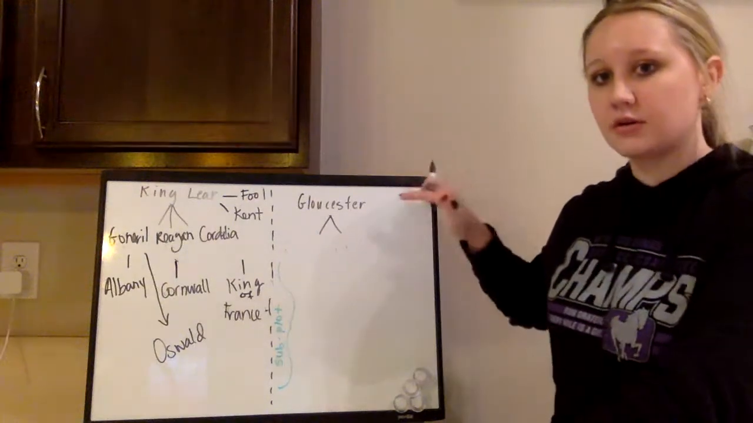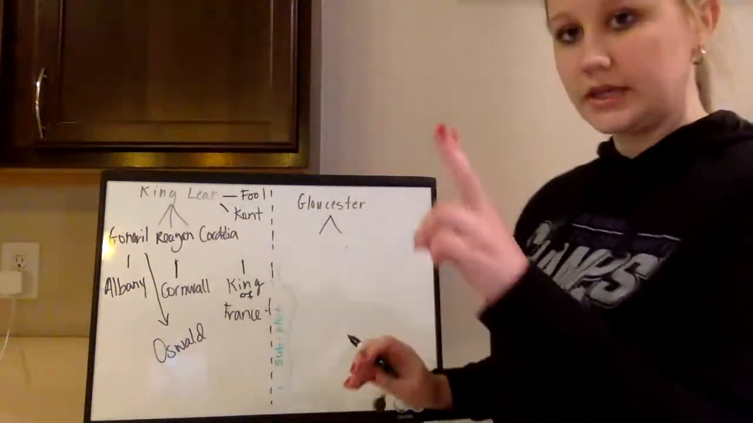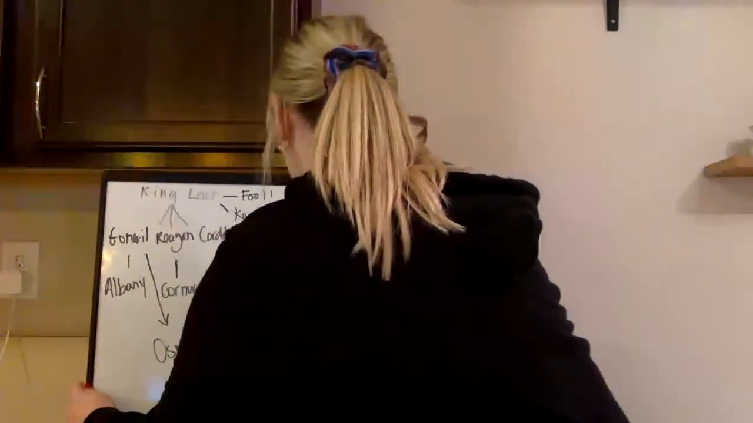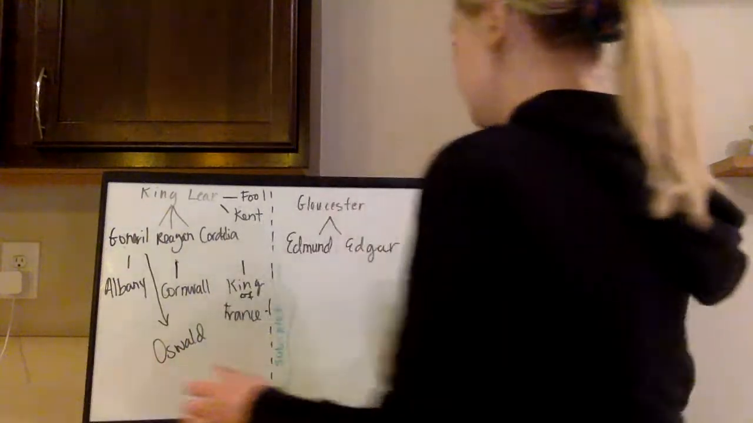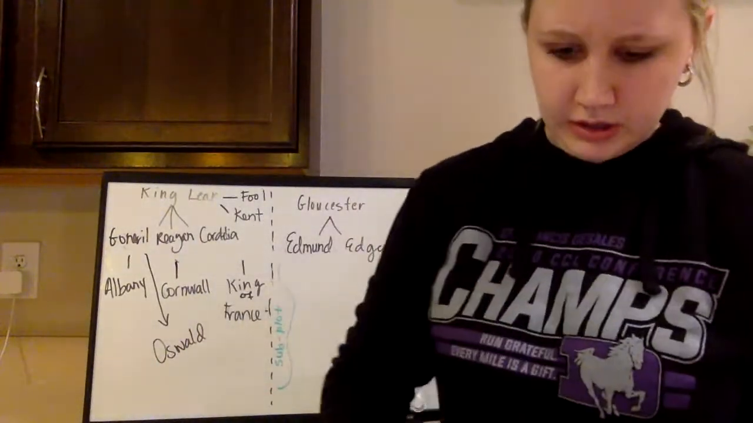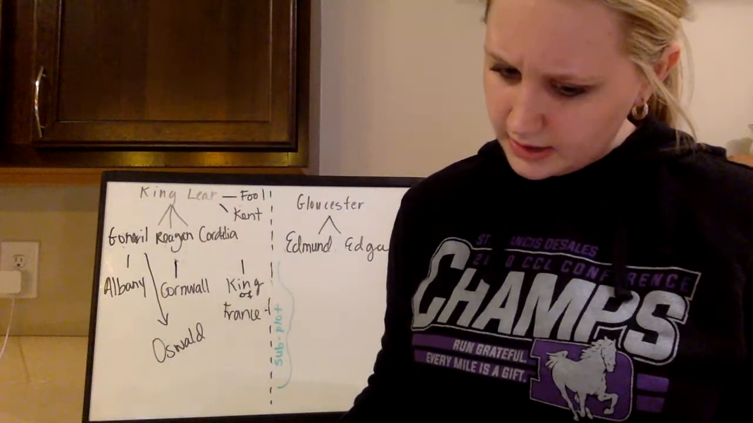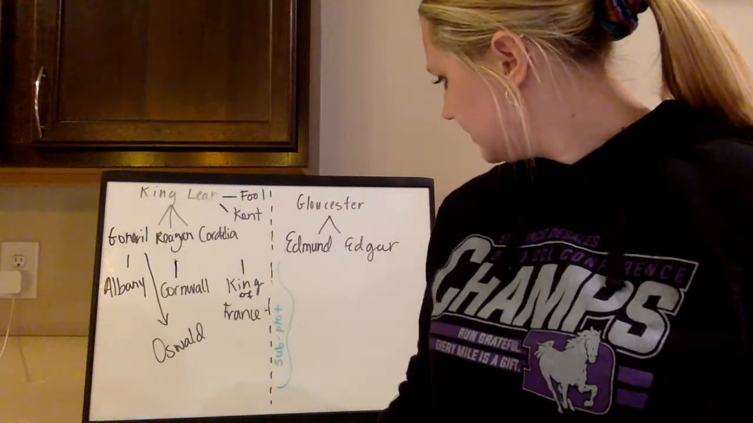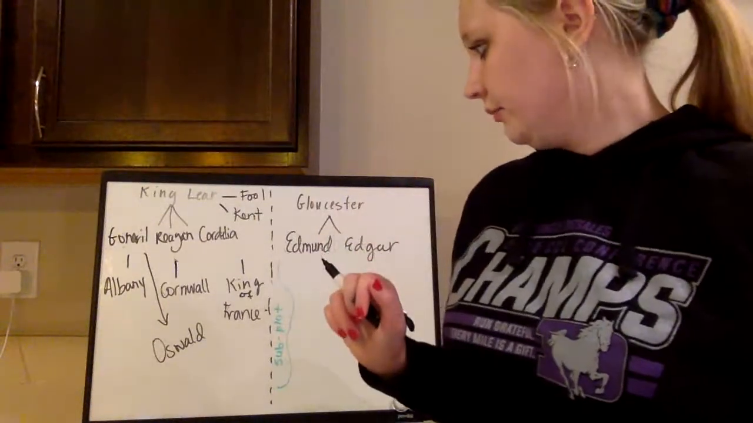Gloucester, he is an earl. So he's not a king, but he is royalty. He has two sons, Edmund and Edgar. Okay. I think that's everything on that side. Yes, I don't want to spoil anything, but that's all we know about this side for now.